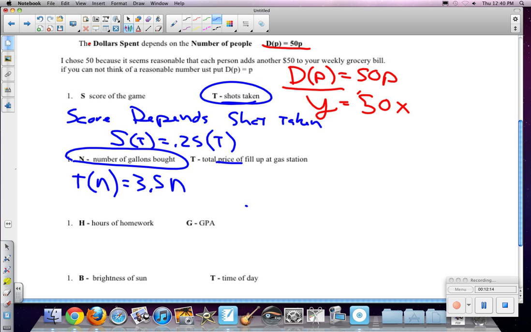Can we do the third one really fast? Hours of homework and GPA. The GPA depends on the hours of homework. So that's G going to depend on H, right? Okay, we're good.